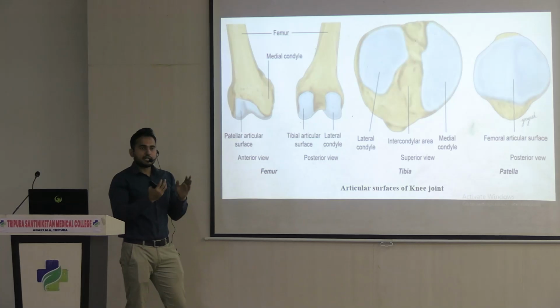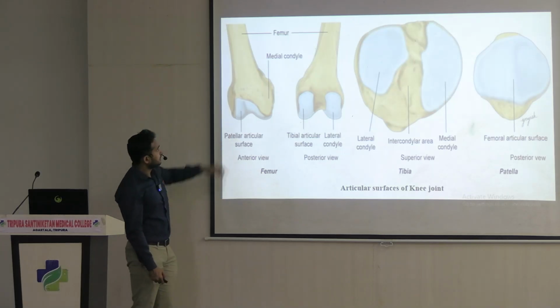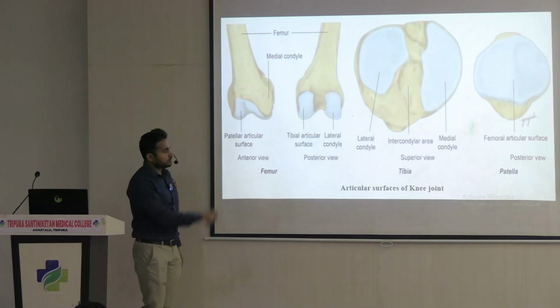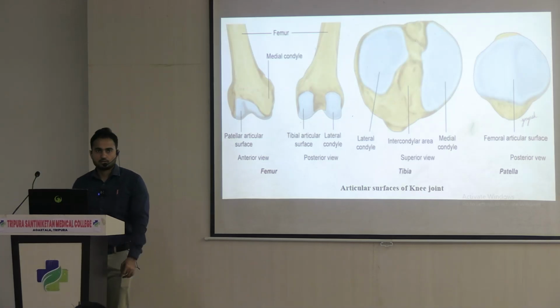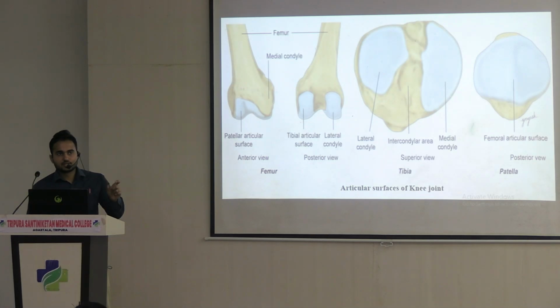Now, if you see the patellar articular surface, it is extending more on the lateral aspect. Okay, the patellar articular surface is extending more on the lateral aspect, if you have seen the articulation of the patella with the femur.